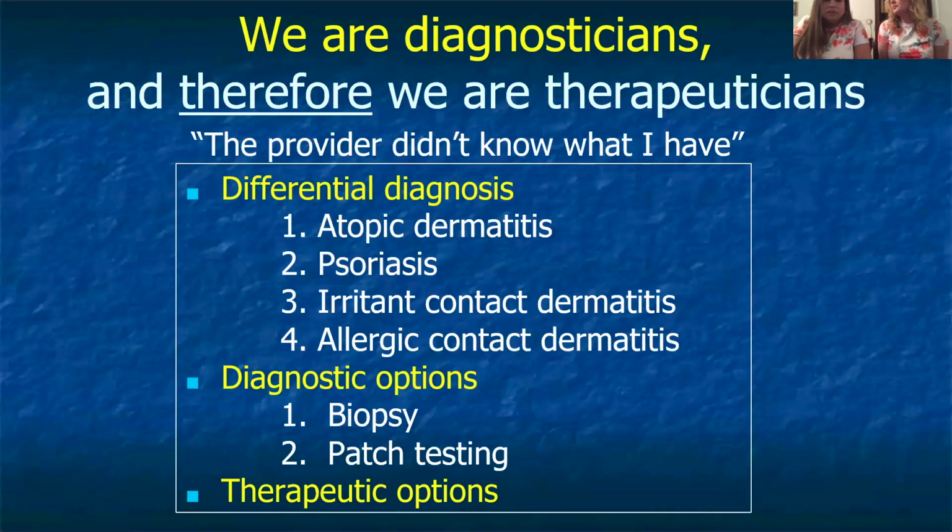I would include atopic dermatitis, which is a genetic eczema, or psoriasis, also an endogenous type, internally driven genetic conditions.